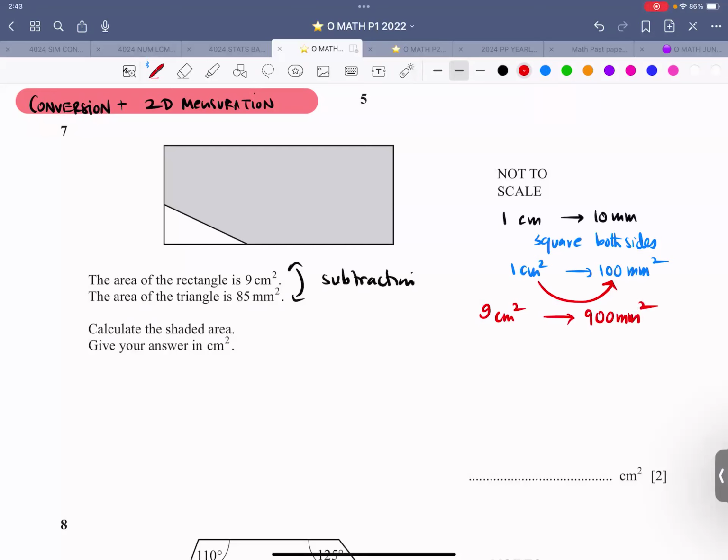So far, so good. The next step is 900 minus 85. This comes out to be 815 millimeters square. But we need the answer in centimeter square. So going this way is multiplying by 100. Coming back the other way is dividing by 100. So 815 millimeters square is 8.15 centimeters square. That's how I have done this question.